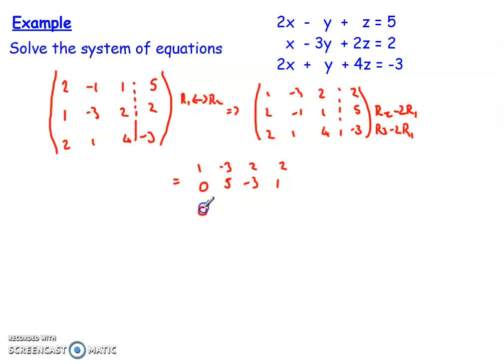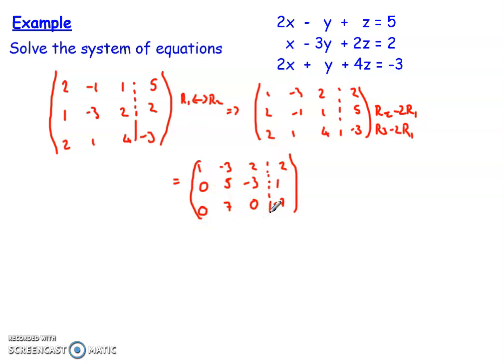The bottom row then becomes 0. I've then got 1 minus minus 6, so I've then got 7. I've then got 4 minus 4, which gives me 0. And I've then got negative 3 minus 4, that gives me minus 7.